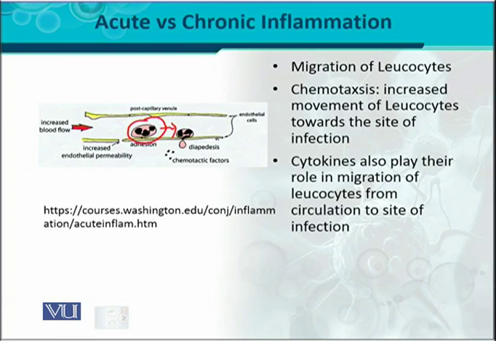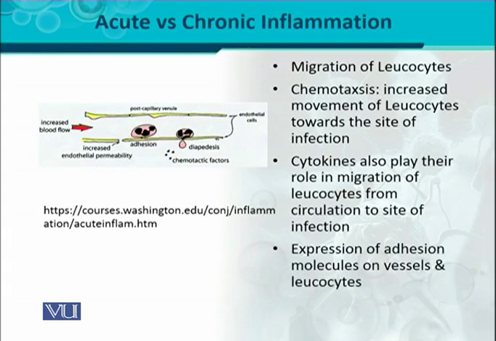And as a result, afterward, there would be the diapedesis, means there would be the squeezing of the leukocyte in between the junction of the two endothelial cells, and it will move towards the site of infection as a result of the chemotactic factors. So this is very important. So chemotaxis is a process by which all these leukocytes or inflammatory cells are moving towards the site of infection. So, expression of the adhesion molecules on the vessel as well as the leukocyte.